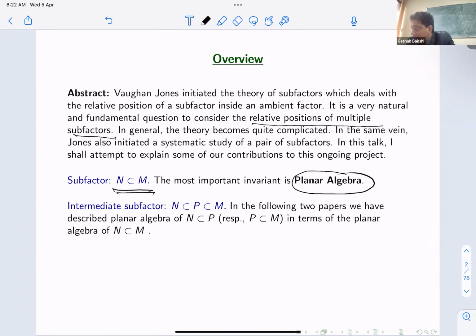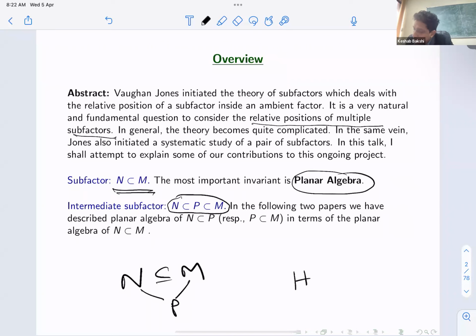So as I said, if there are multiple subfactors involved, then what will happen? The easiest example is an intermediate subfactor. We have given this N subset M, but suppose there is another intermediate subfactor, like you have a group H and G, but there is an intermediate subgroup like that. But this is the simplest example. Then, as I said, planar algebra is the most important invariant.